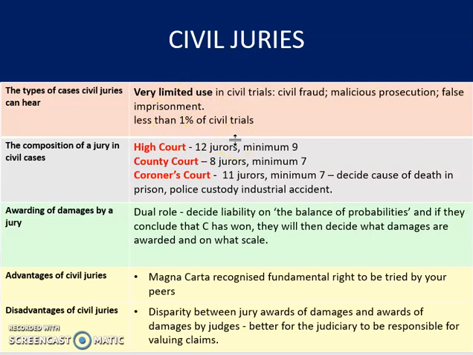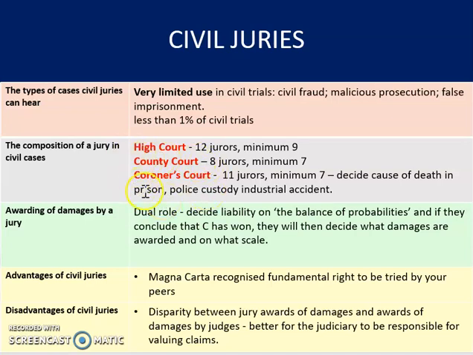So you need to be aware that juries can be used in civil cases, but we can see it's very limited. And the composition of a jury will vary depending on which court it's in. So juries can sit in the High Court, in which case you would have a minimum of 9 jurors, up to 12. If they are in the county court, you would have a minimum of 7, but up to 8 jurors. And in a coroner's court, a minimum of 7 and a maximum of 11 jurors.